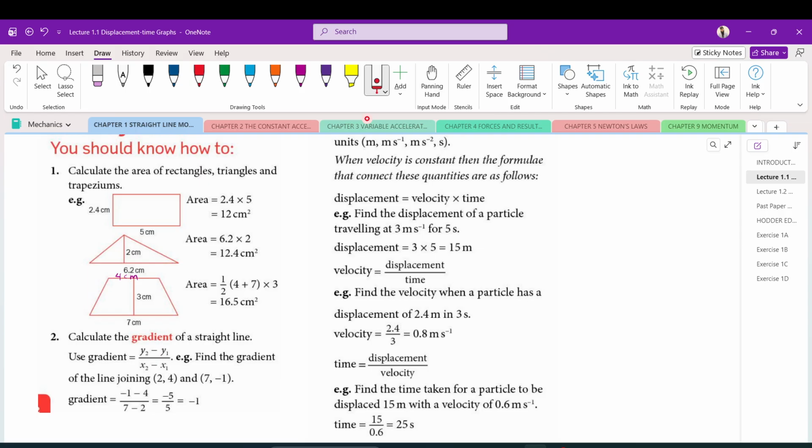After that, the second thing that you must know is how to calculate the gradient of a straight line. So in order to calculate the gradient of a straight line, you must have two coordinates which lie on that line. Okay. So for example, we have 2, 4, that's our first coordinate, and we have 7, minus 1, that's our second coordinate. So these two coordinates, they lie on a straight line. Now we need to find the gradient of that straight line. So we can use the formula y2 minus y1 over x2 minus x1. Okay, so here the formula is applied and we get the answer as minus 1.